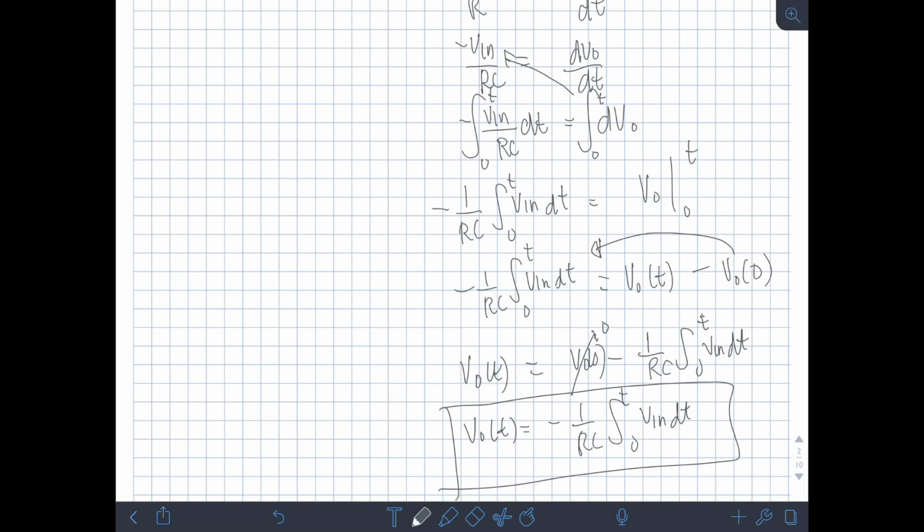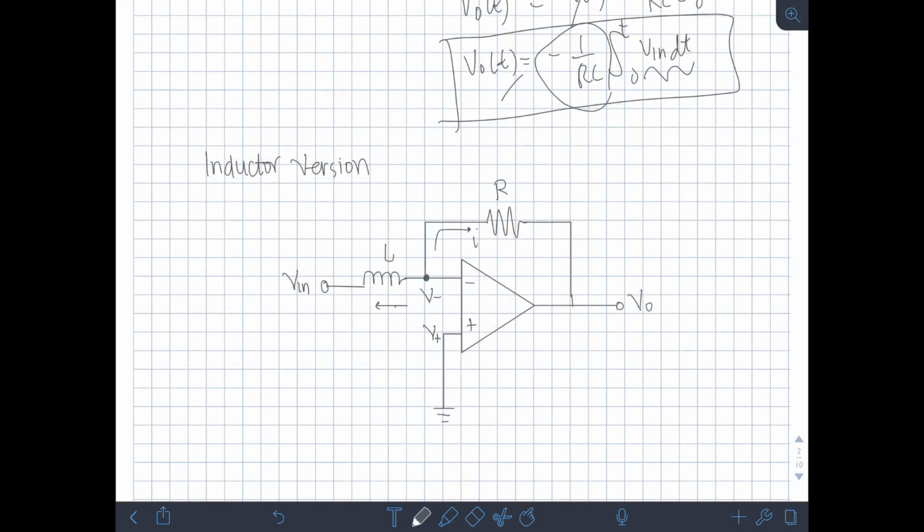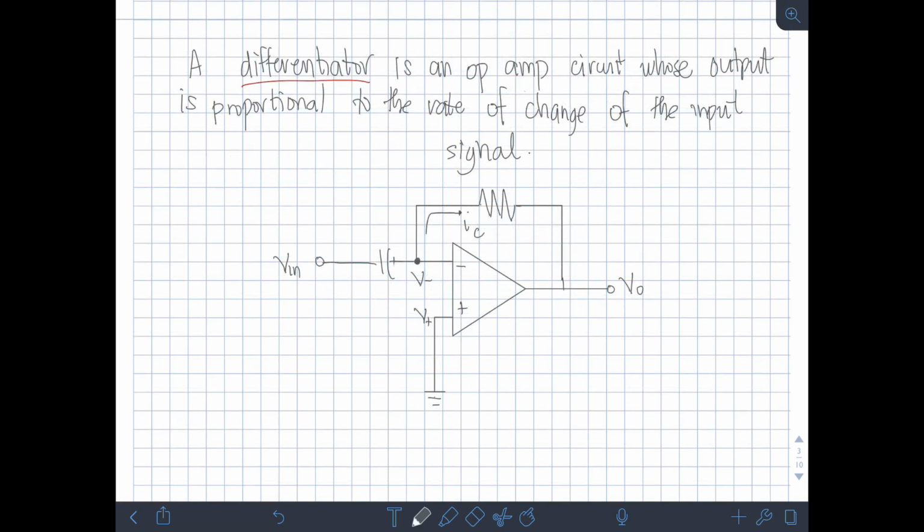So, mapapansin nyo, yung output voltage nga natin ay integral ng input voltage Vin, at yung constant of proportionality o numerical coefficient ay negative 1 over RC. Okay? Now, ito yung inductor version natin for the integrator. This time, yung feedback element ay resistor R at yung input passive element ay yung inductor. So, same form lang din to nung integrator natin kapag gumamit tayo ng inductor as passive element. Okay? Next, we have the differentiator.